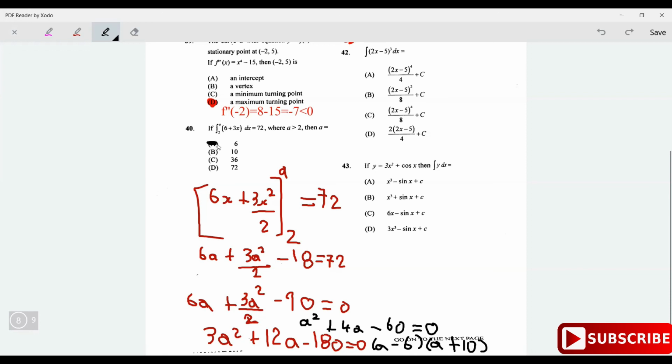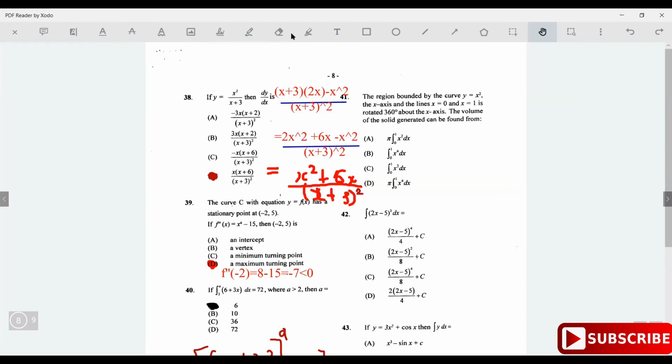All right, that is true. A equals 6, because a can't be negative 10. So a equals 6. All right, nice. So you can check it. If you put 6 here, you get 6 times 6 plus 3 times 6 squared divided by 2. Then you subtract 18. So yeah, that's right. A is 6. Moving right along.